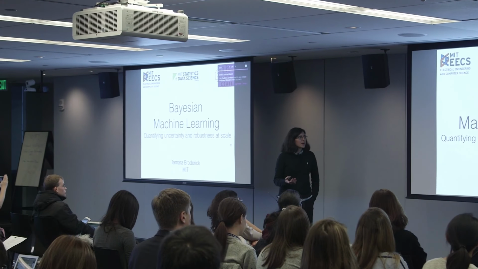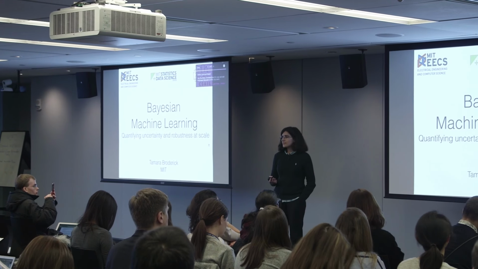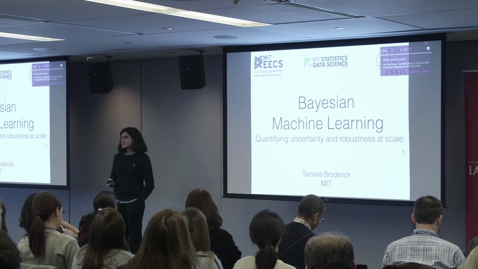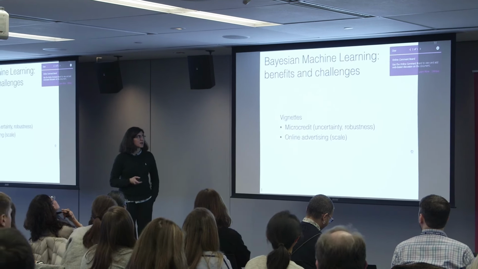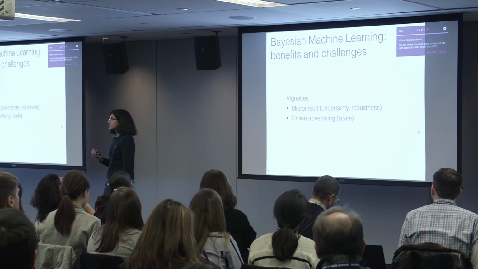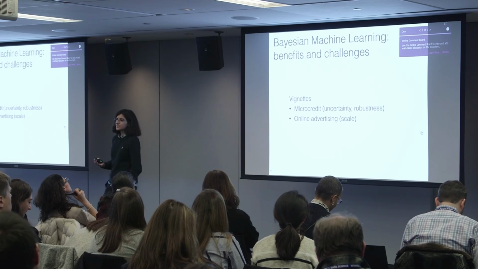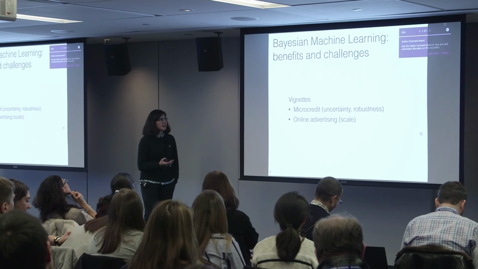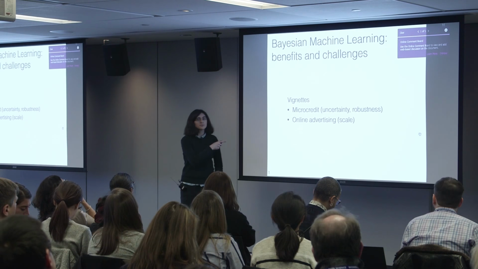So today I'll be talking about Bayesian machine learning for quantifying uncertainty and robustness in scalable data analysis problems. And in particular, I'm going to illustrate the benefits and the challenges of Bayesian machine learning by focusing on a couple of examples. So these examples include microcredit.